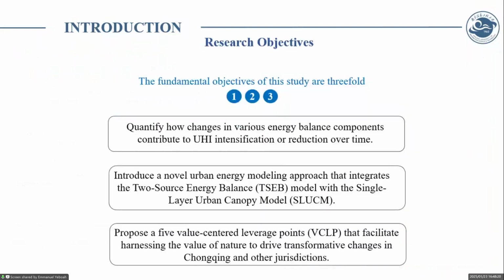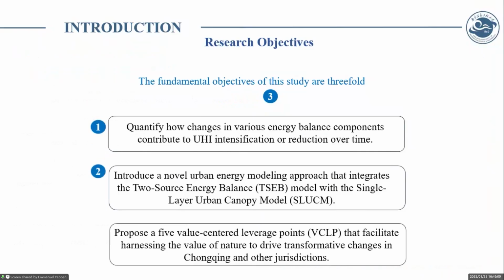So my objective is, first, to quantify how these various energy balance components, for the purpose of those who are not familiar with energy balance, I'm talking about energy fluxes such as latent heat, ground heat, sensible heat, and of course, net radiation, contribute to UHI intensification or reduction over time. By over time, I mean from 1992 to 2022, which is a 30-year period. And then also introduce a new method.